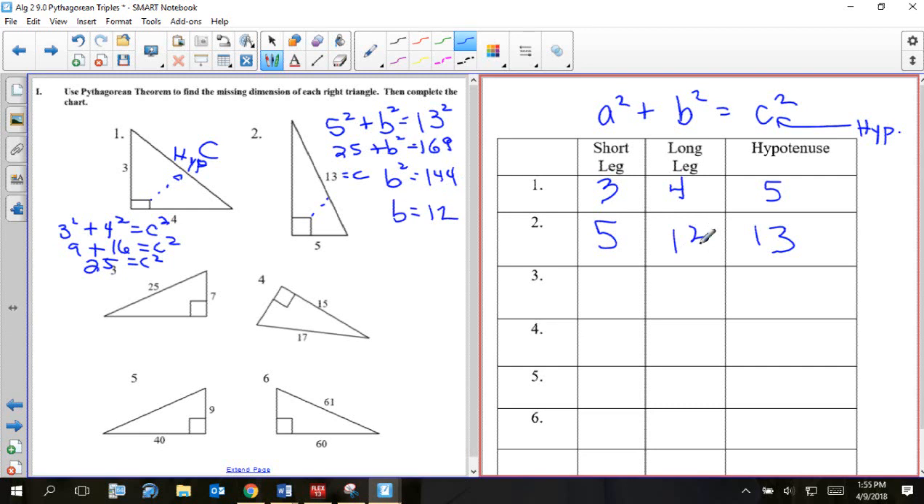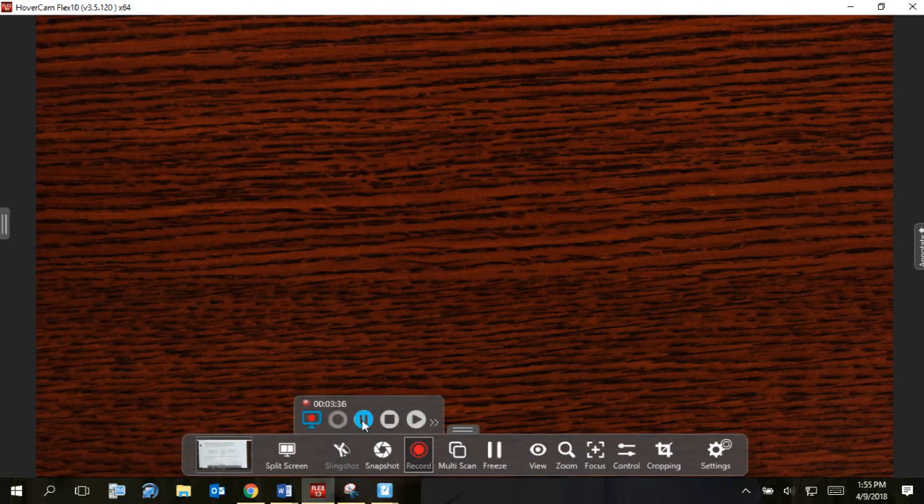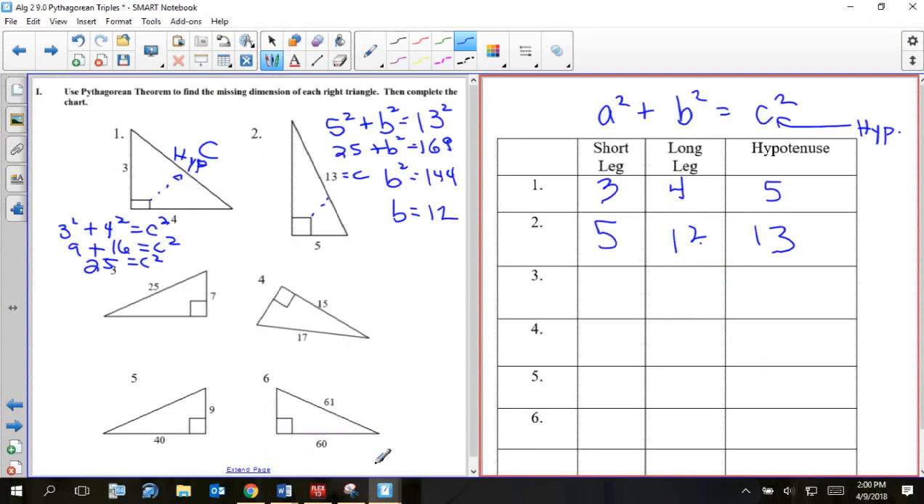So 5, 12, 13 is a Pythagorean triple. Now, I'm going to stop talking for a moment, and you're going to find the rest of the first 6. This is the only time we're using the Pythagorean theorem today. So the rest of the worksheet, you will be using triples to figure it out. If you're behind, you still have time to catch up. I'm just going over the next part because some people are on the next section. So I'm going to fill this out real fast. What's the next one? 7.